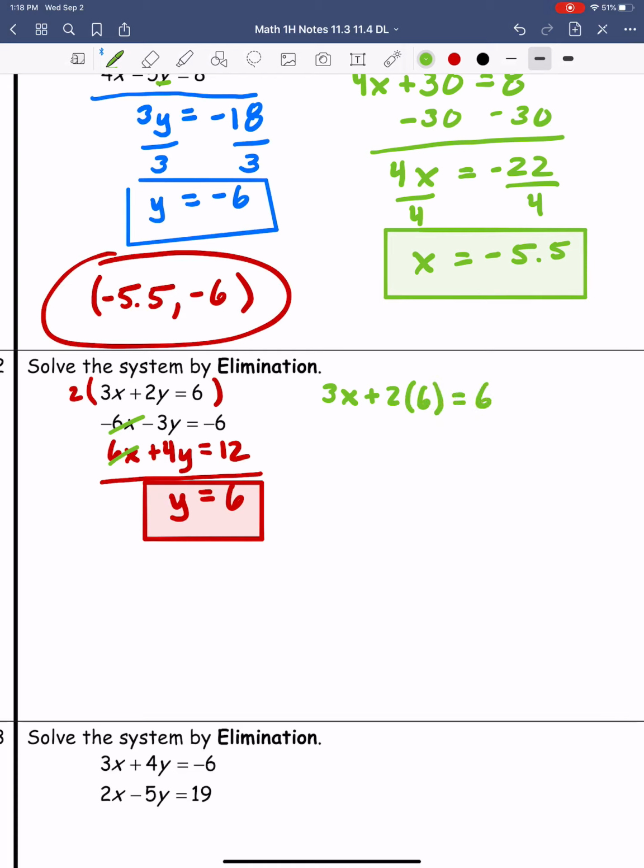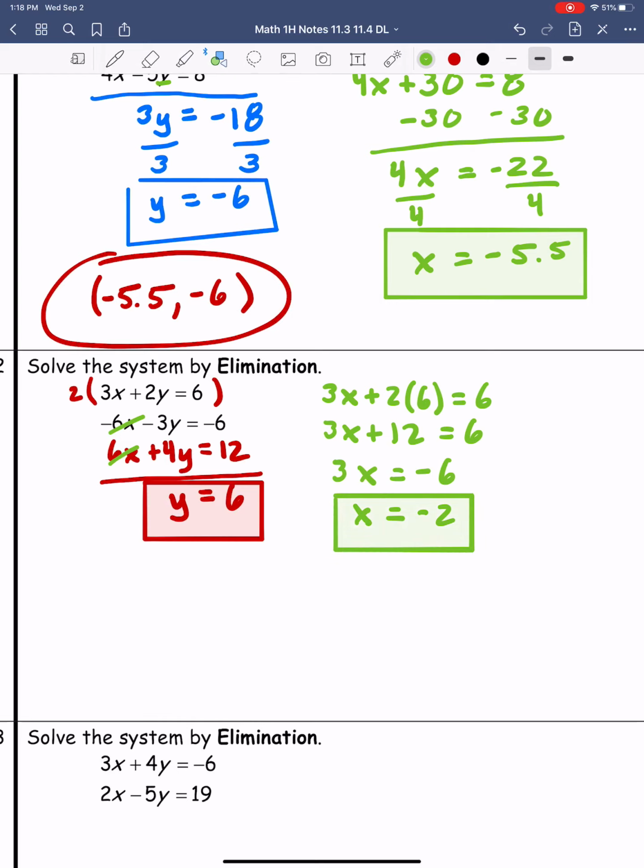And now I'll go ahead and solve this. 3x plus 12 equals 6. So that means 3x equals negative 6. And dividing by 3, I get x equals negative 2. And so then I've got my x coordinate there.